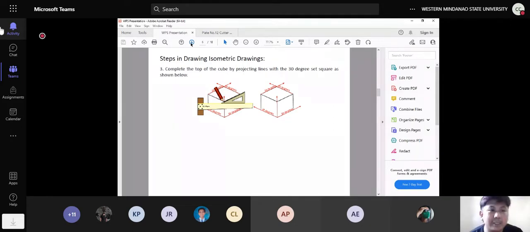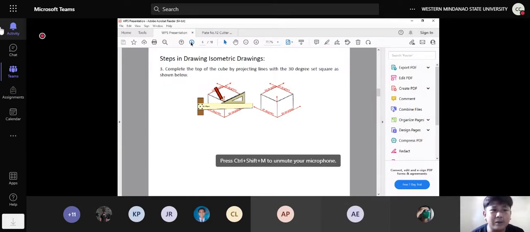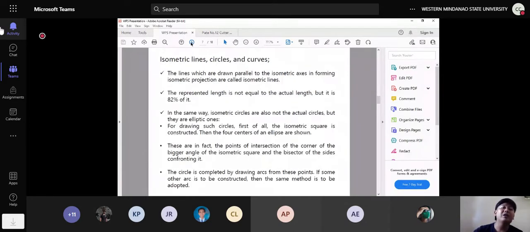So for isometric drawings with circles, such as yung sa plate number 13 natin, so definitely we need our compass, no? Additional instrument to draw the isometric circles. Or we can also use ellipse templates, no? So may mga templates tayo for ellipse kung saan pwede natin gamitin para magawa yung isometric circles. So isometric lines, circles, and curves, the lines which are drawn parallel to the isometric axis in forming isometric projection are called isometric lines.